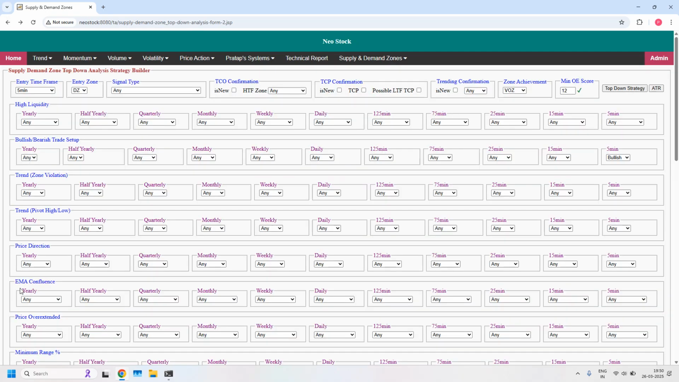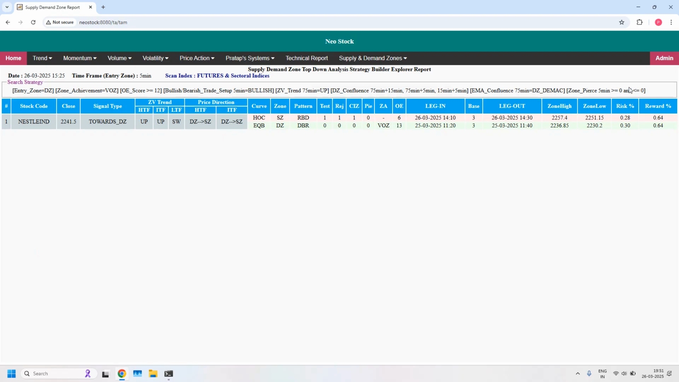Let's filter the EMA confluence at the 75 minutes time frame. I am checking that the 75 minutes demand zone is having daily EMA confluence, and at the same time, the trend at the 75 minutes time frame should not be sideways. It should be uptrend because it is a bullish trade setup. So we got 1 stock. So this 5 minutes demand zone might have a higher probability to get success compared to the other zones. So this is a bullish trade setup for hourly income trade.